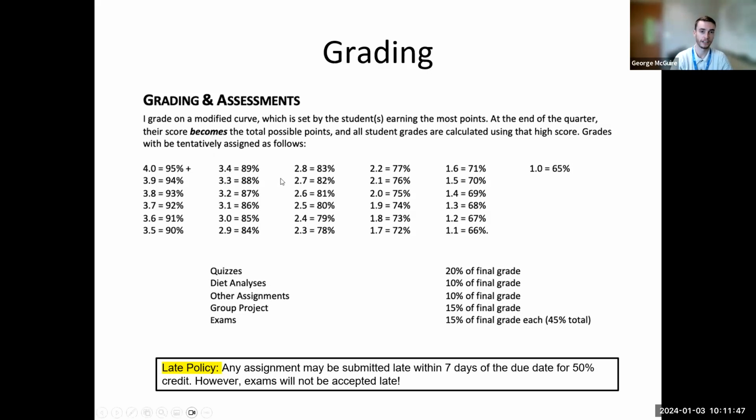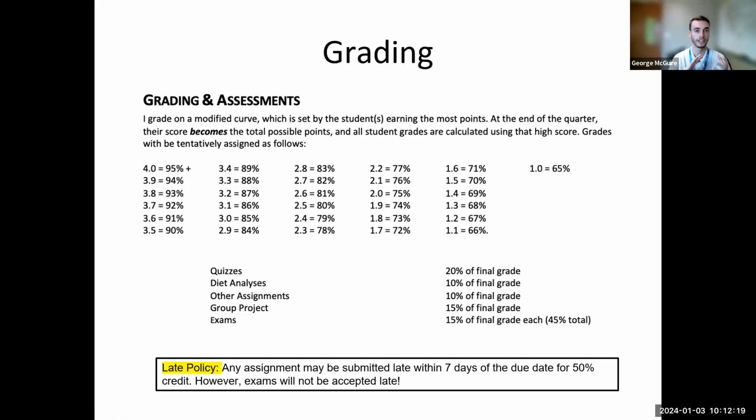And yeah, so your final grade at the end of the course will be dependent based off the college-wide grading scale. So a 95% and above is a 4.0, a 65% is a 1.0, anything below is just a 0. However, I do calculate your final grades based on a modified curve. And so what this means is whichever individual student in this section, in your section, earns the highest grade in the course, that becomes the new 100.